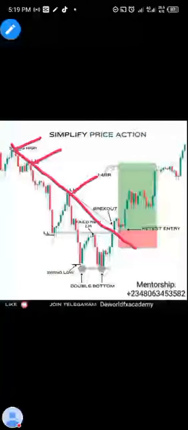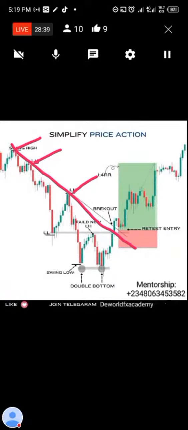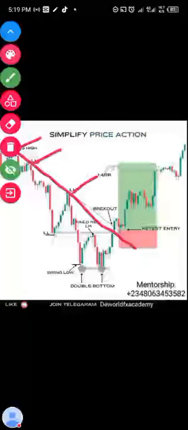Price cannot respect this trend line 3 times. It's not a mistake. It's not a coincidence. This is confirmation that the market is trending your way. Are we together, guys?